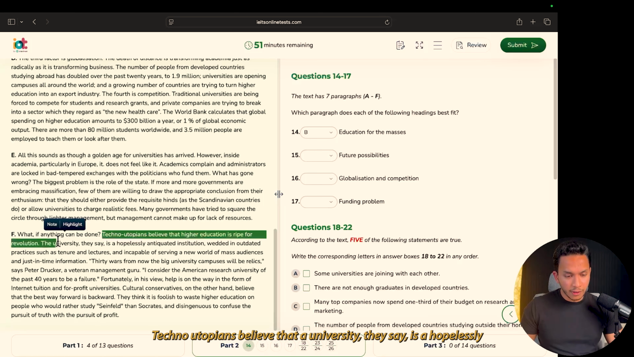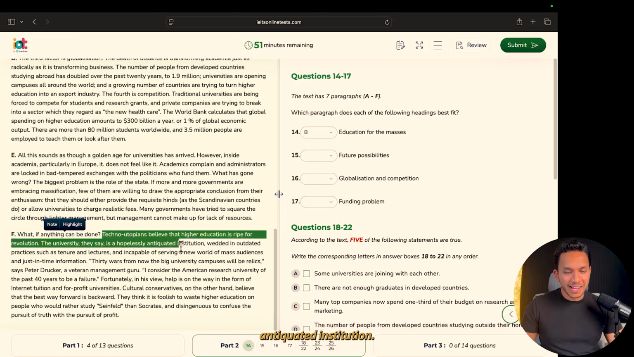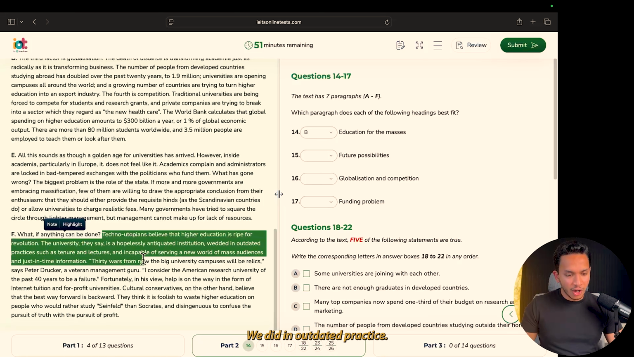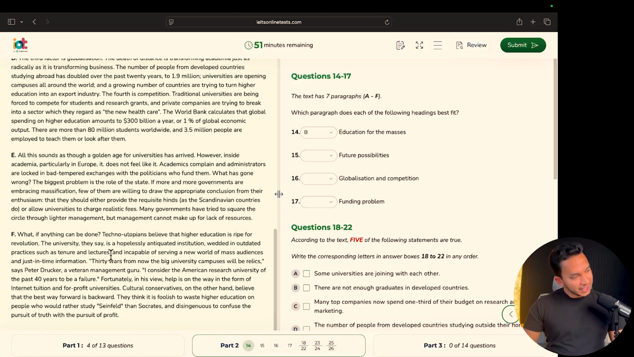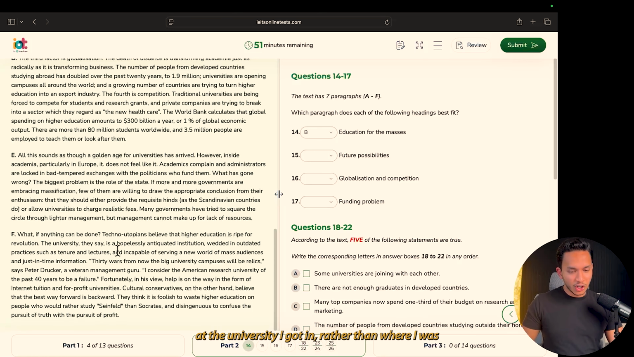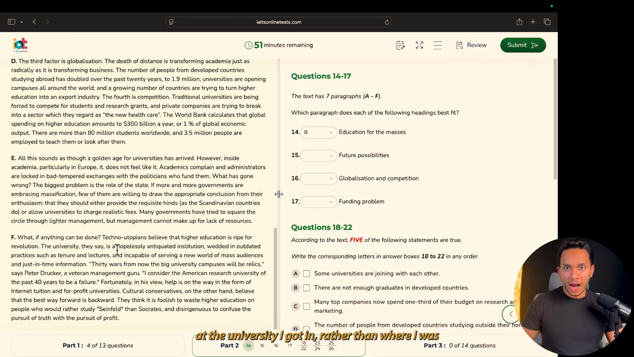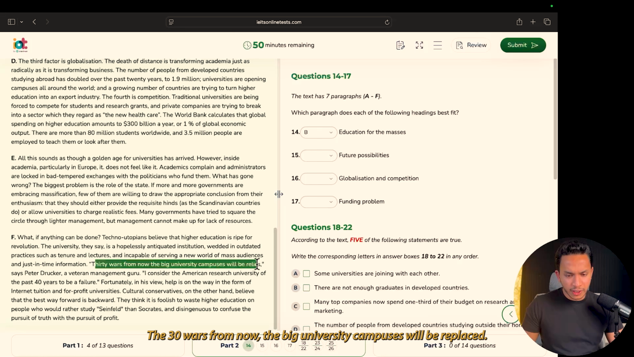Techno-utopians believe that the university, they say, is a hopelessly antiquated institution rooted in outdated practices such as tenure and lectures. Okay, they say that universities are outdated and getting more outdated. I hope you don't believe that, because I am very happy at the university I got into. Thirty years from now, the big university campuses will be relics. So that is the future possibility.